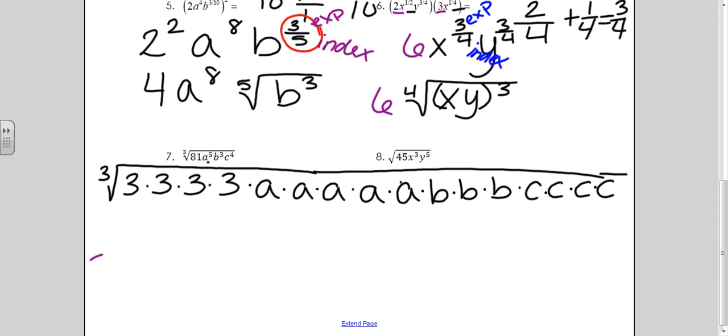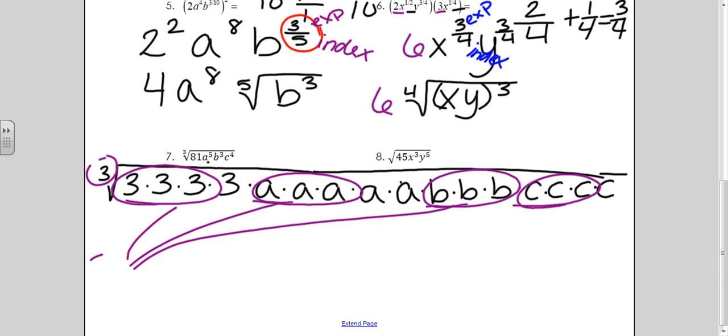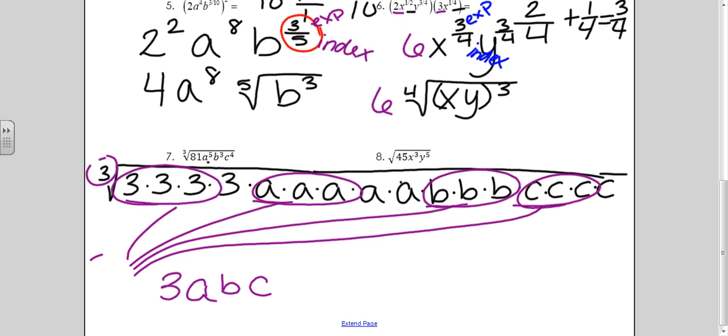And then you can just group 3s, because again, our index is 3, so I want groups of 3. So here's 1. I have another group here, another group here, and another group here. So everything that's grouped together can all come outside. So I have 3, a, b, c. And everything that's not circled needs to stay in the radical. So you get the cube root of 3, a times a is a squared, and then your c. And that's how you reduce the radicals.